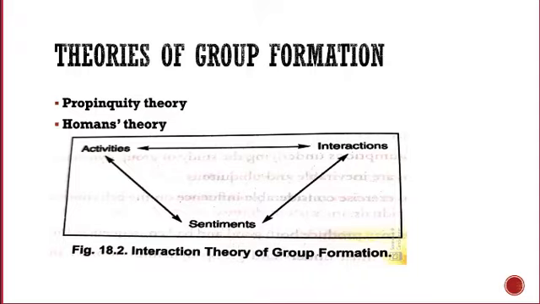The second theory of group formation is the Homans theory, which is also known as the interaction theory. When people interact with each other due to certain common activities or any other reason, with more interactions they develop certain kinds of sentiments or emotions, due to which groups are formed, right?